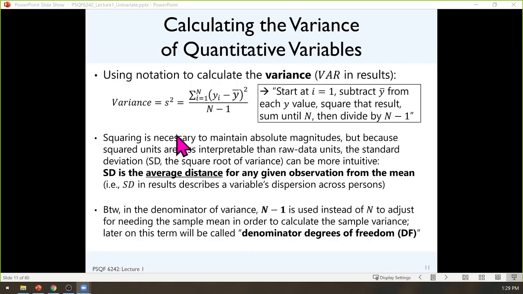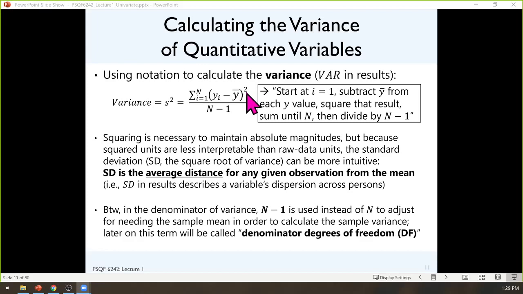Variance then. So that's how we get the mean. We need to know the mean in order to get the variance. So variance then is, start on the inside of the parentheses here, y sub i for each person, minus the sample mean. So how far off are you from the sample mean? That's what the quantity in the parentheses is. And then we have to square it.